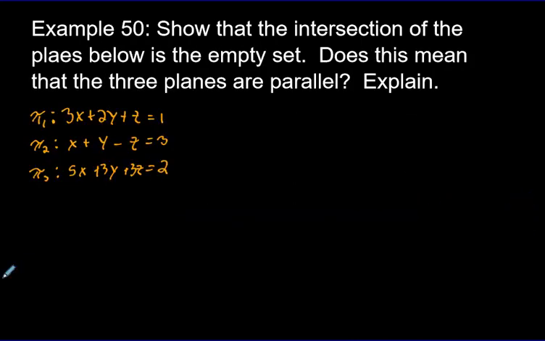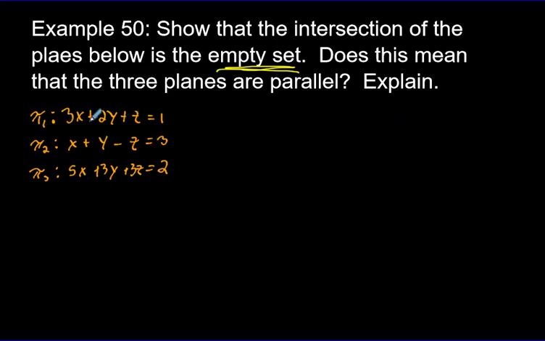Next. Last one. Example 50 says, show that the intersection of the planes is the empty set. So what does that mean? It means there's going to be no solution. Does this mean that the planes are parallel? Explain. Well, let's look at this first equation right here.